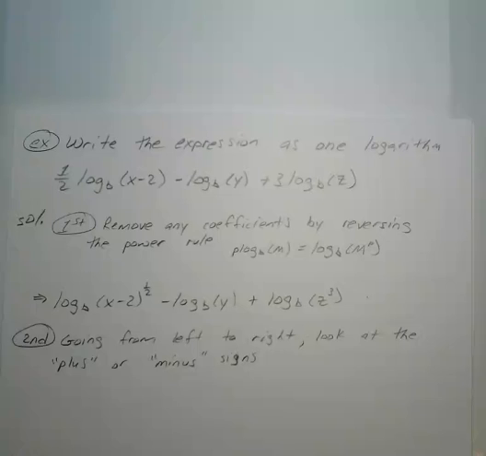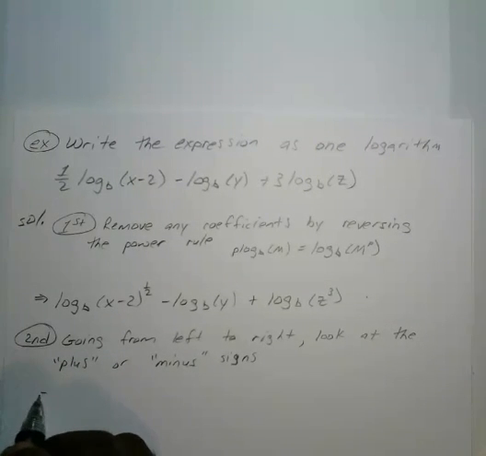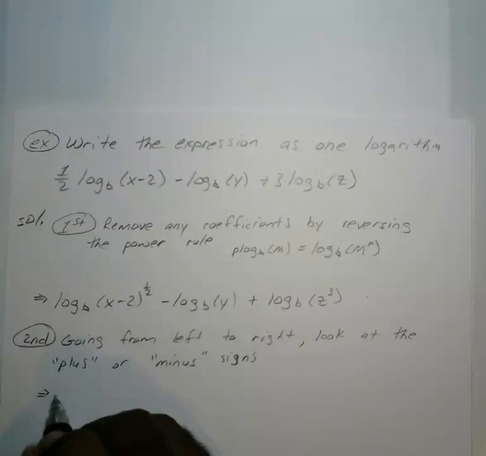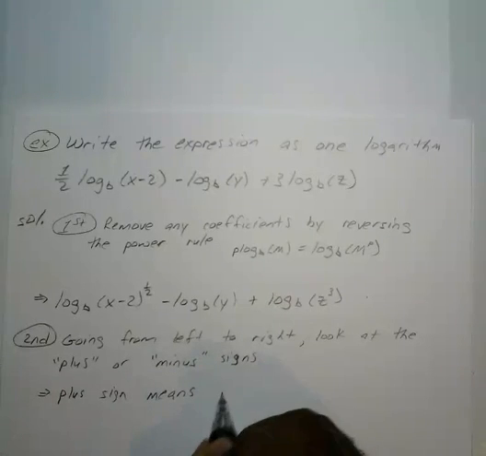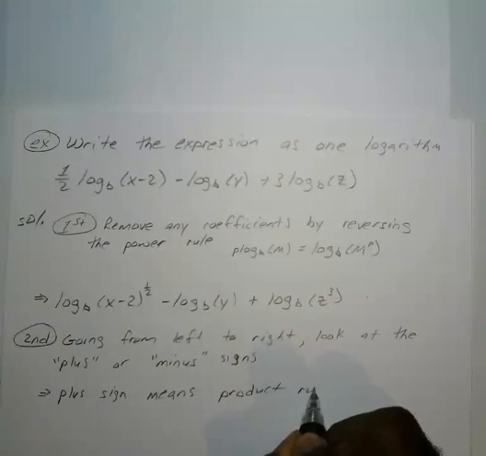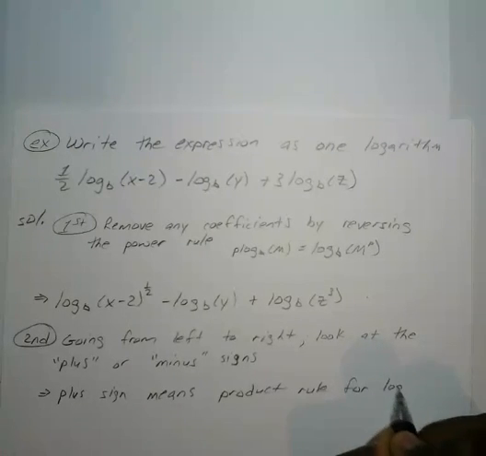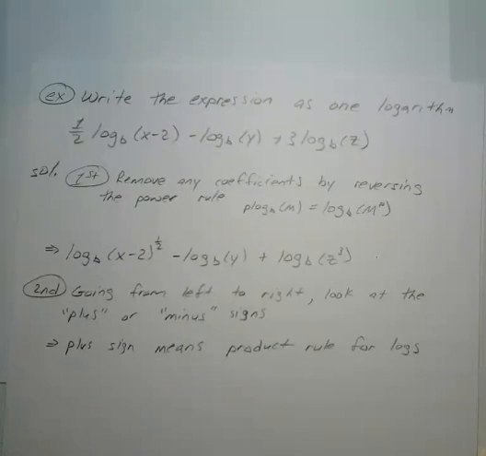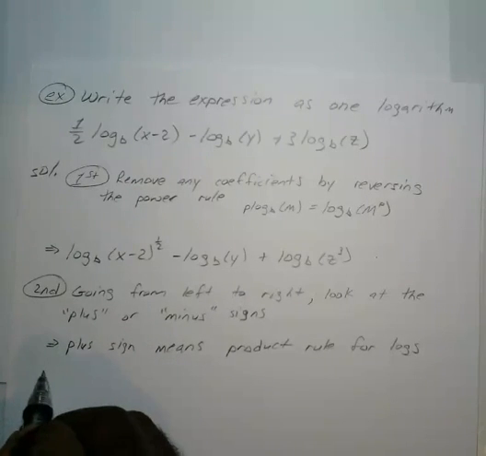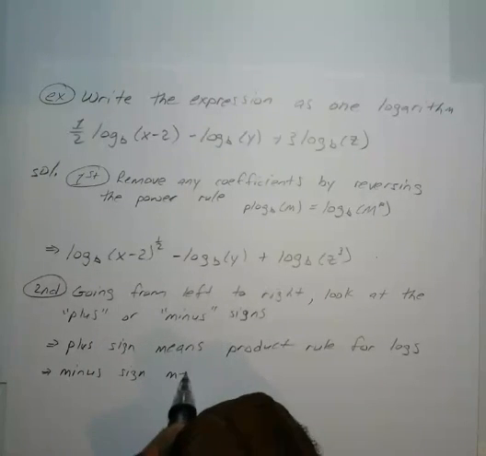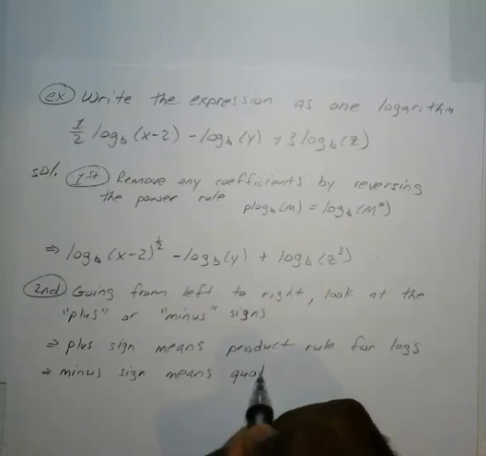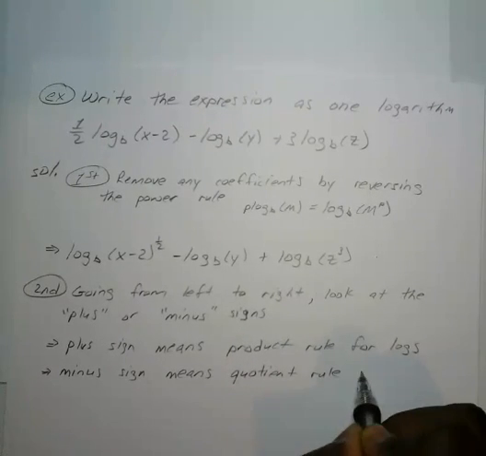Okay, like I said, I just do this because it makes it easier for me. But if you have a method that works for you, by all means, feel free. But if we go from left to right, the plus signs mean the product rule for logarithms. And the minus sign means the quotient rule for logarithms.